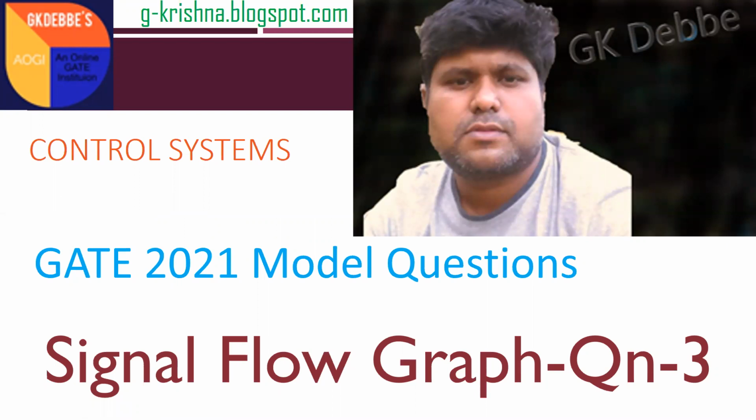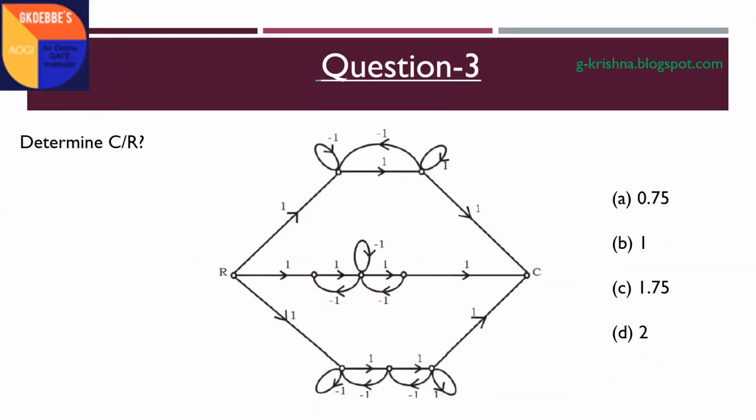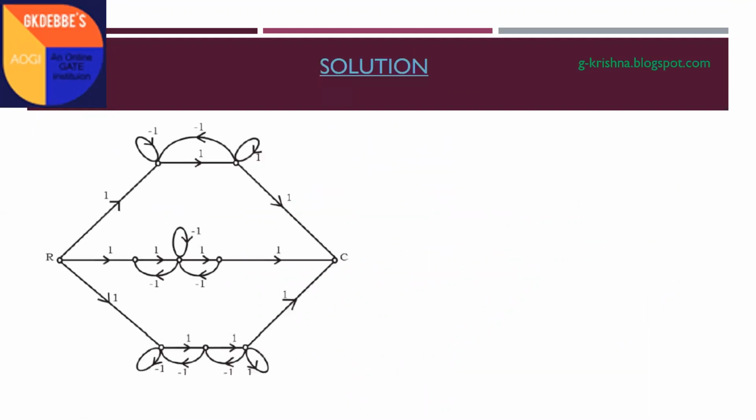Today's topic is signal flow graph. Let us see question number 3. We have to determine the transfer function C by R for the signal flow graph shown here, and these are the options given. Let us go to the solution.